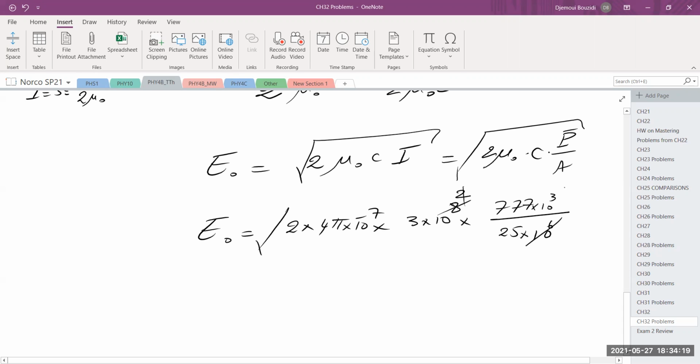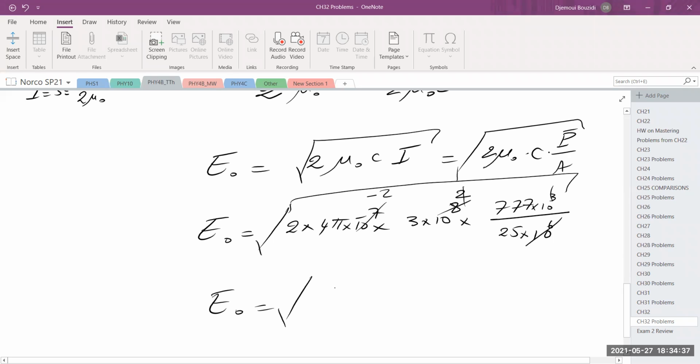2 plus 3, that's 5. 5 you subtracted from 7, and you'll be left with a 10 to the negative 2 in here. Okay. So at the end of the day, you will have E naught, which is the square root of 2 times 4, which is 8, by the way, pi times 3, 8 times 3 is 24, actually, I should have written that, times 777 times 10 to the negative 2, so I'm going to place a decimal point in here, divided by 25.